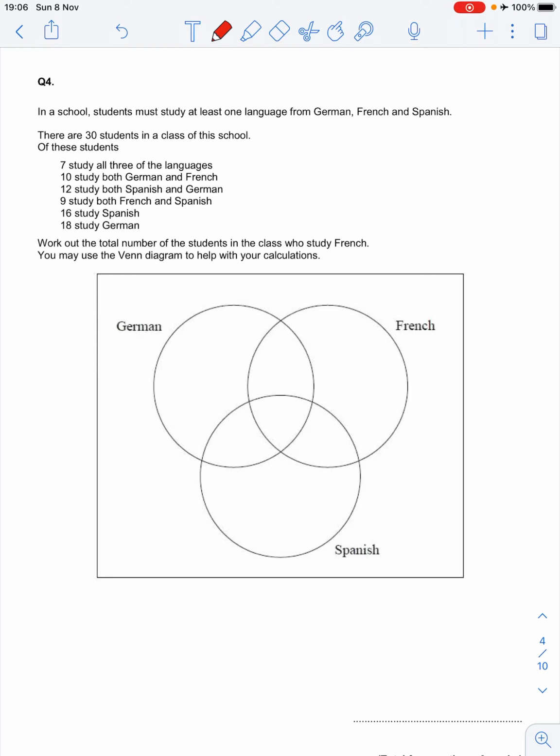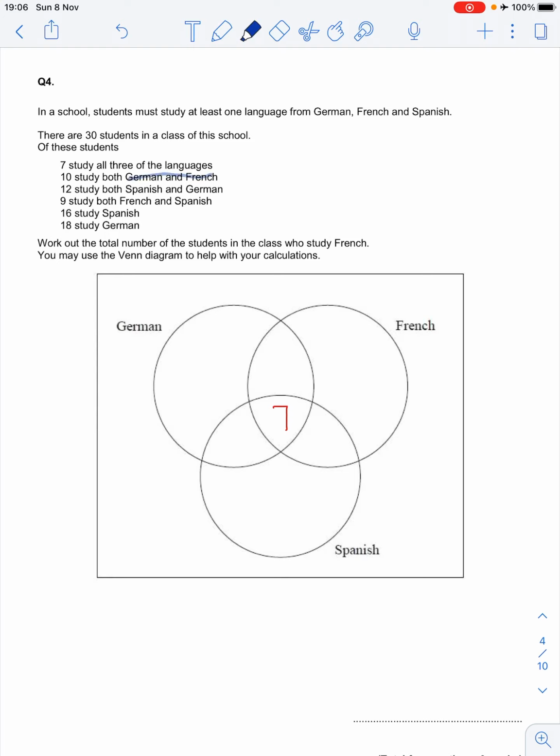So remember, when we fill in the diagram, we always start from the intersection in the middle. So 7 studies all 3 of the languages. So 7 goes into the middle because it's an intersection. So these 7 students study German, French, and Spanish. Then 10 study both German and French.